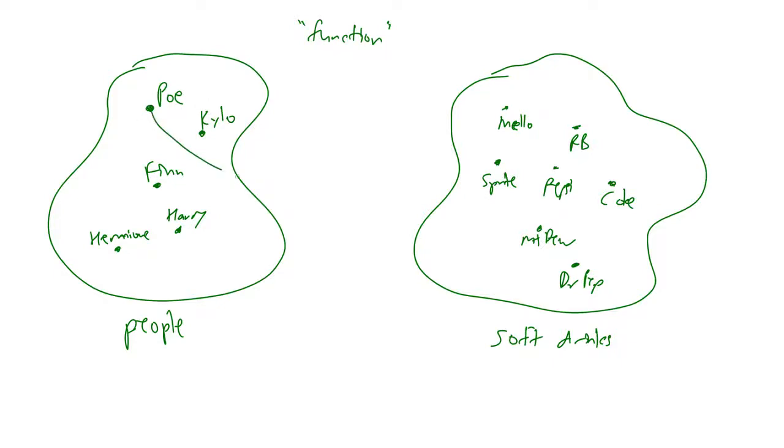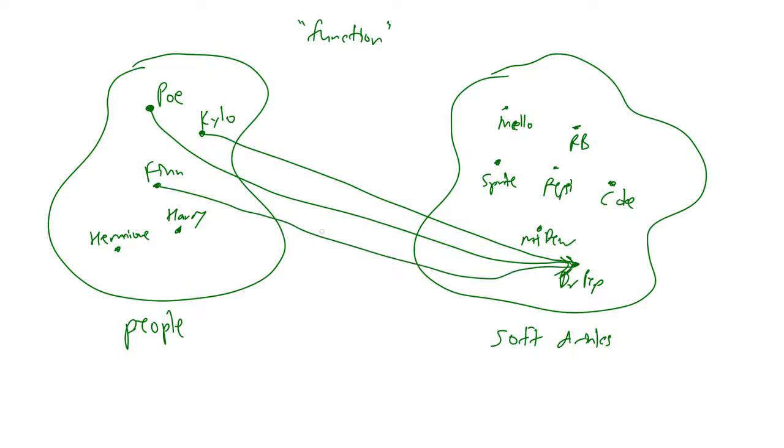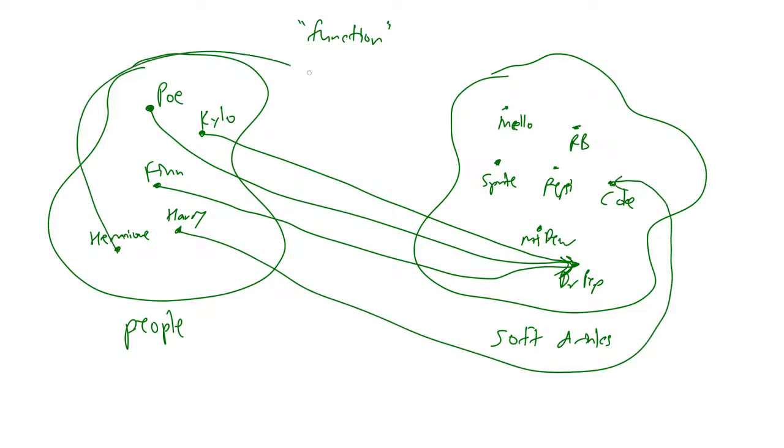We're going to show which one has which drink as their favorite. So we're going to say, Poe really loves Dr. Pepper, and Kylo Ren is down with that too. And Finn loves Dr. Pepper too. Who doesn't? Harry's a little different. He prefers a Coke, and we'll say Hermione prefers a root beer. I don't know, right? Okay.